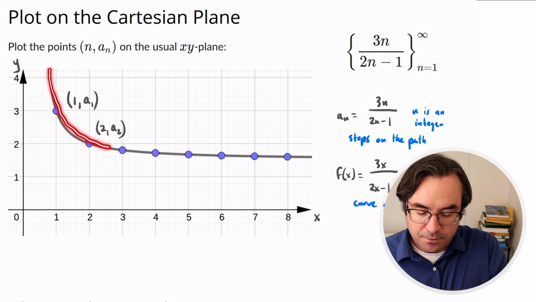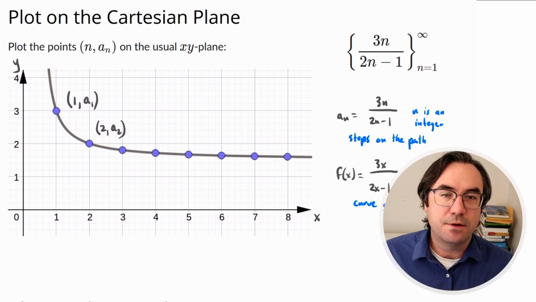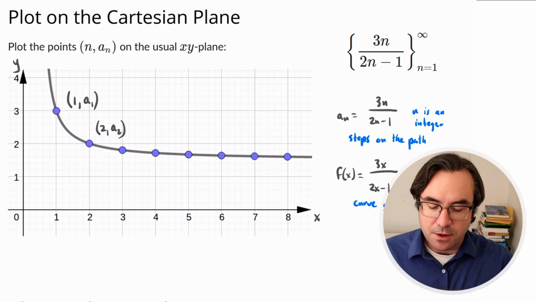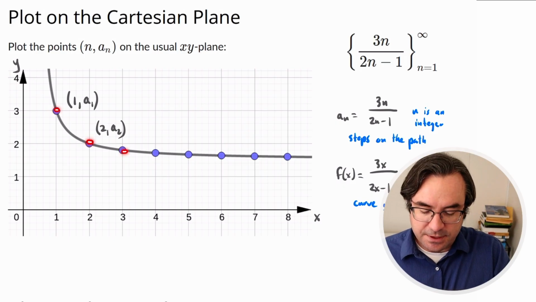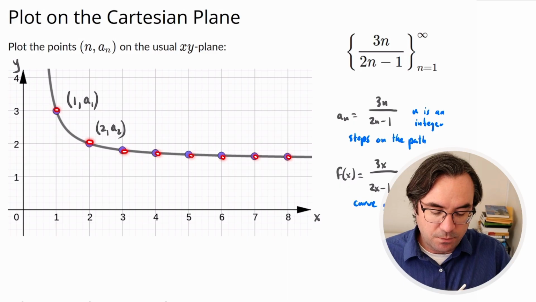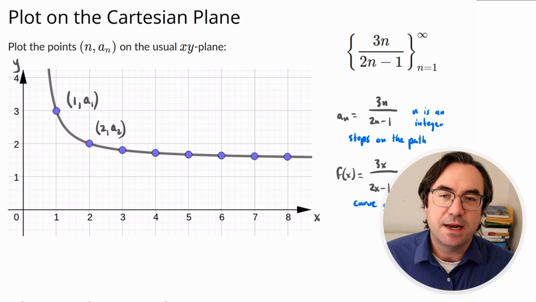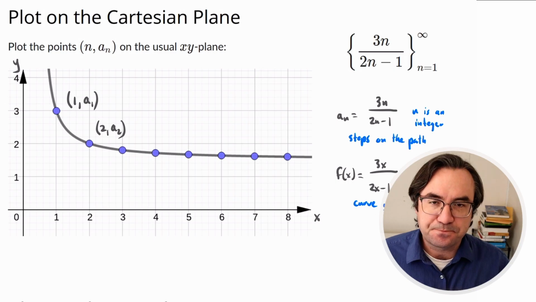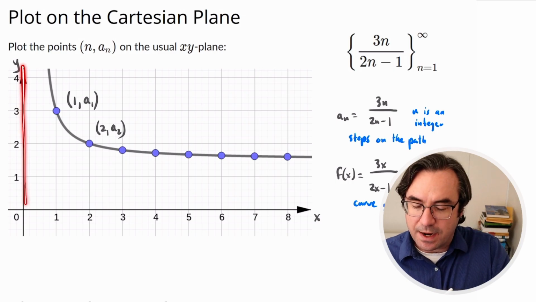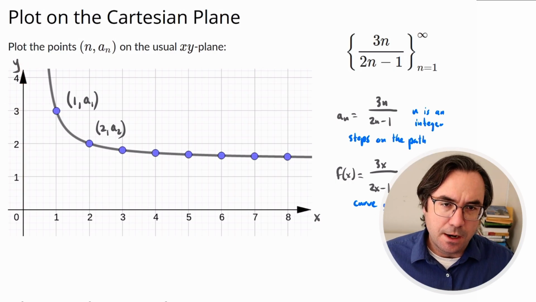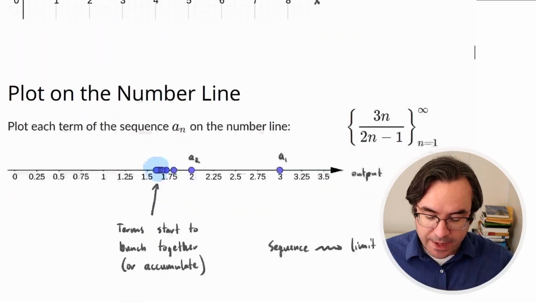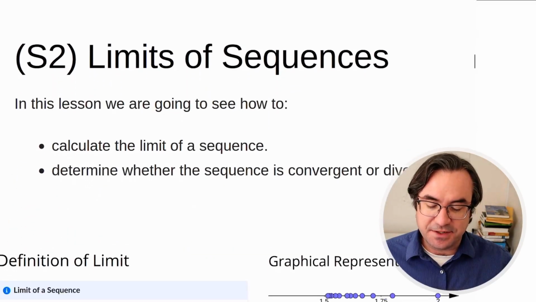And you can kind of see that in the Cartesian view here. If we're viewing the function as our curve, it looks like as we're taking these steps, we're headed to a specific place along our y-axis. All right, so how do we actually calculate the limit of a sequence?